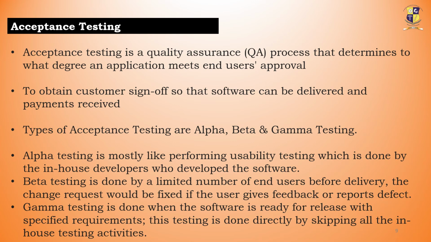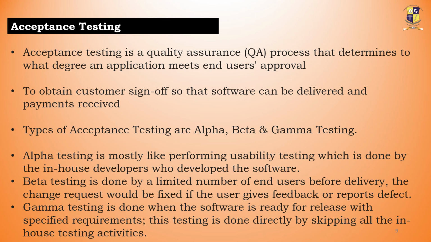When you're talking about the types of acceptance testing, there are 3 kinds. One is alpha, second is beta, and third is gamma. Alpha testing is especially done in-house by the developer who has already developed the software. The person who develops the software is the developer. Alpha testing is most likely performing usability testing, which is done by the in-house developers who develop the software.